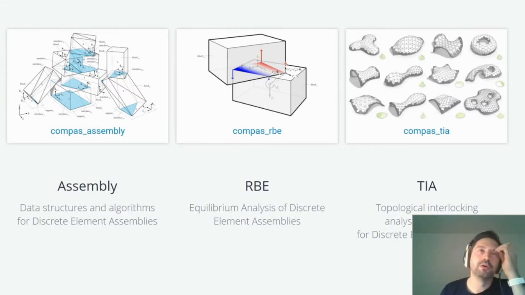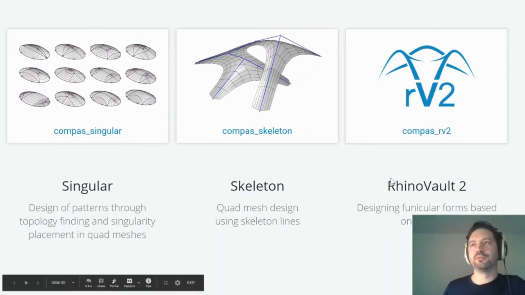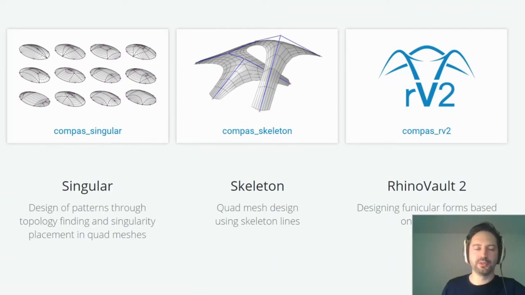Then more packages, COMPAS Assembly to describe discrete element assemblies, rigid body equilibrium, topological interlocking. Yeah, there's a number of things. Perhaps you are familiar with this from BRG, the Block Research Group, RhinoVAULT, for designing funicular forms. The first version was written for Rhino, but it was written many years ago, and it was now rewritten based completely on COMPAS, so that the name stays, but actually you don't need Rhino. So it's now actually called COMPAS RV2.